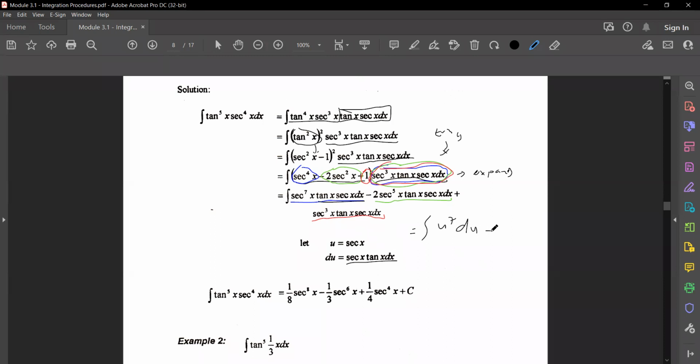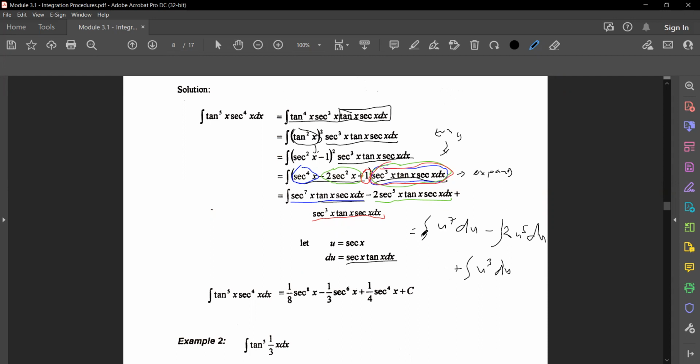Minus 2 secant 5x. So this is just the integral of, minus the integral of 2 u raised to 5, then tan sec. So ito yung du natin. Plus the integral of itong buo, this is just u cubed du. Then proceed with the integration. Your answer would be equal to 1/8 secant 8 x.